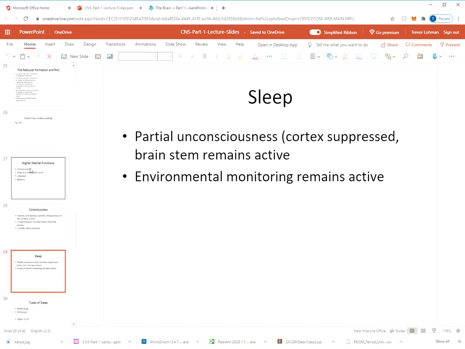And this is so interesting. Environmental monitoring remains active. And that is why people are able to sleepwalk so efficiently. I've had some crazy sleepwalking stories from students over the years. But get this. This is what happens when you fall asleep.